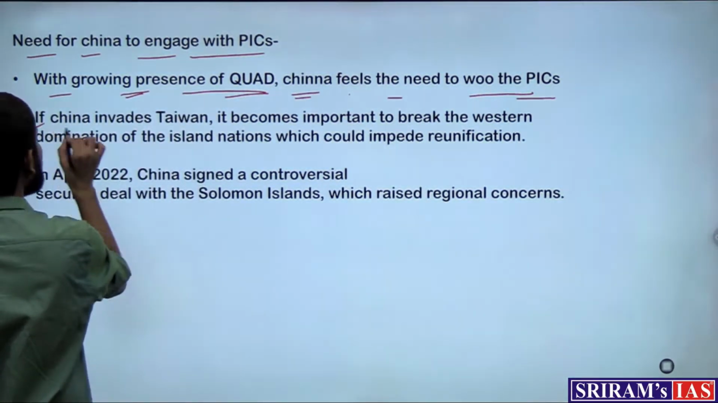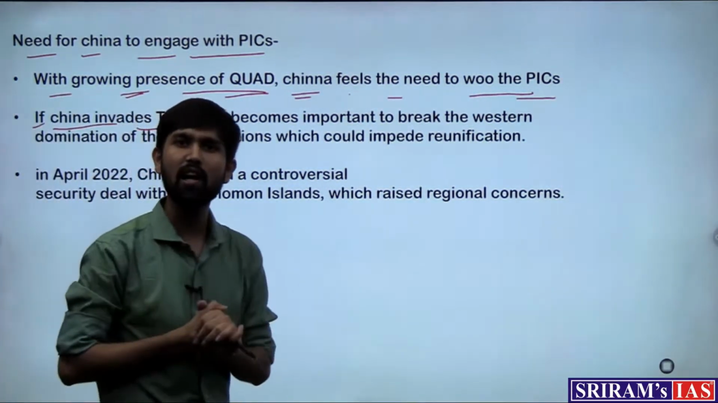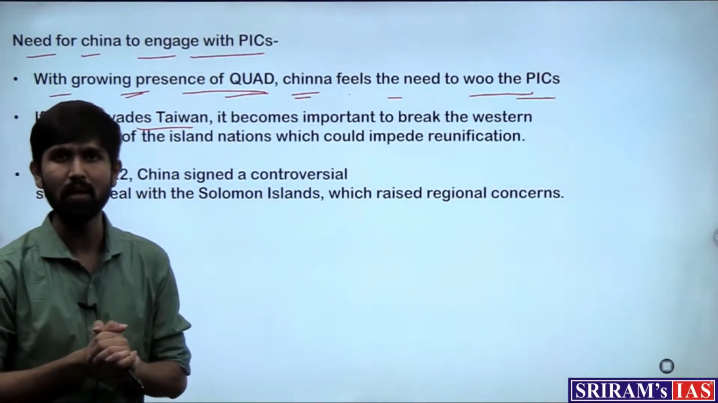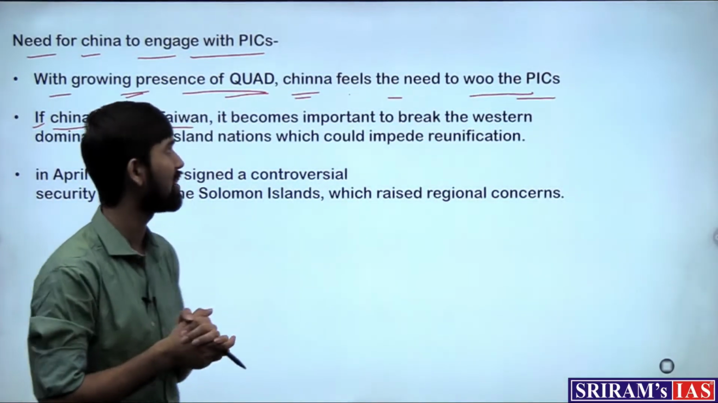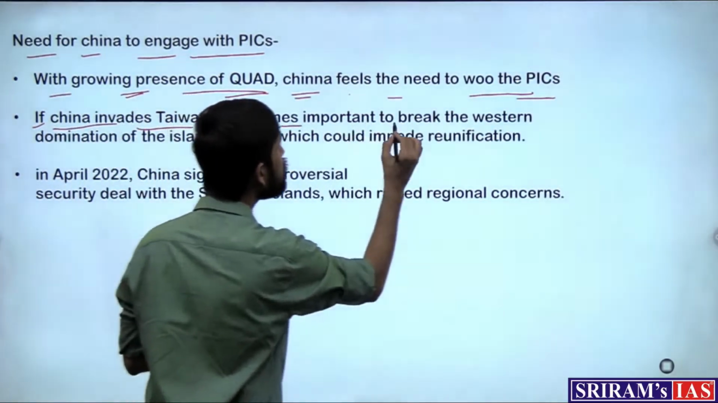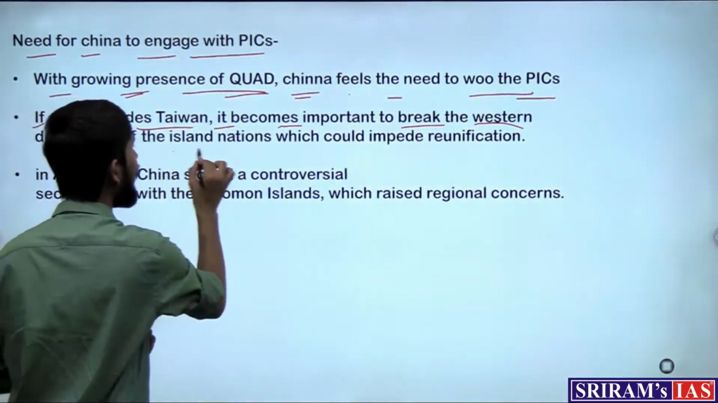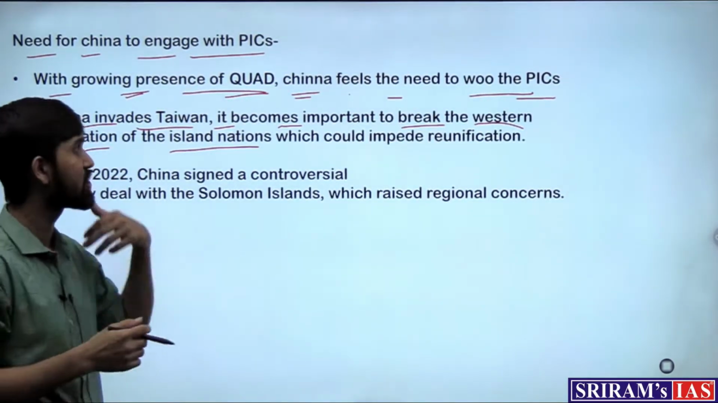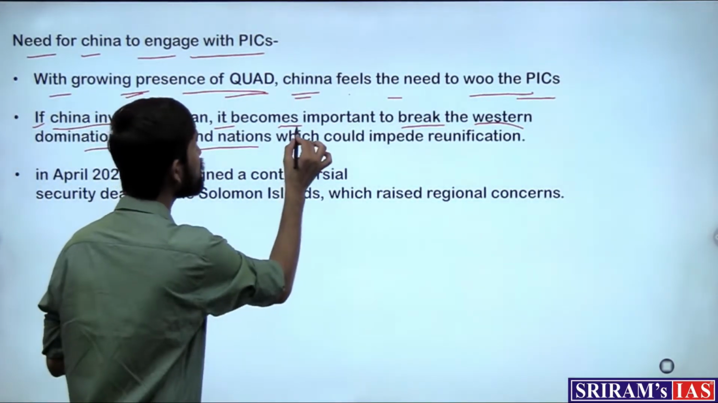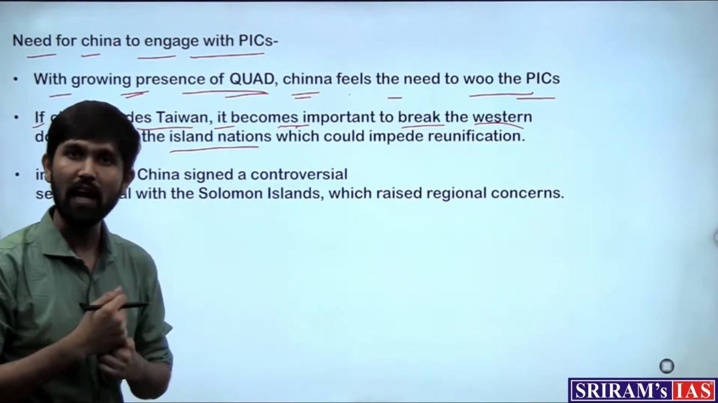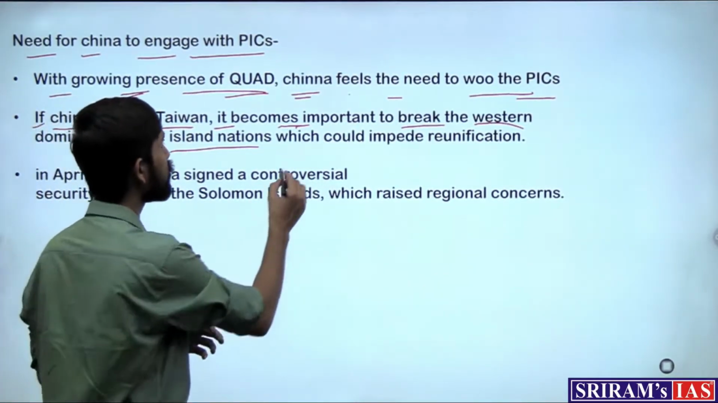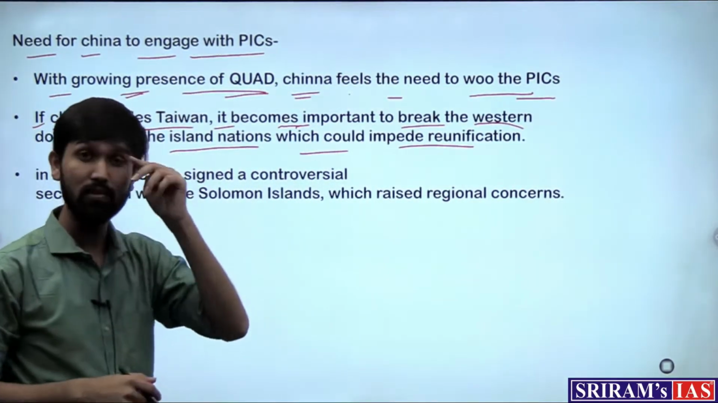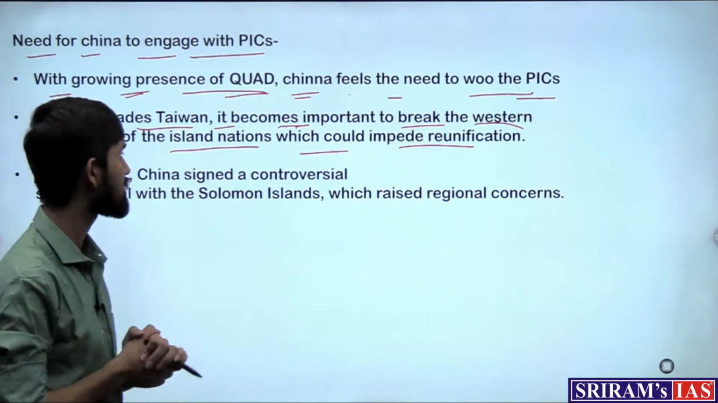Second need is that if China invades Taiwan, with the invasion of Ukraine by Russia, it seems very plausible that now China is going to do the same with Taiwan, and therefore it becomes important to break the Western domination of the island nations. Whatever hold the West or US is having over these island nations, China feels it needs to break this domination and take these island countries into its side, which could impede the reunification of China with Taiwan. So that also becomes a reason for China to engage with Pacific island countries.